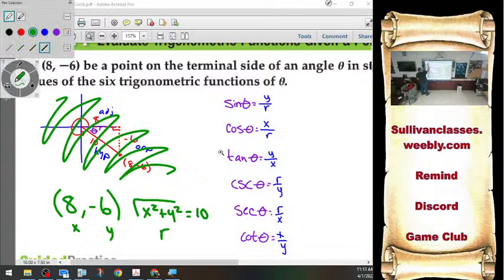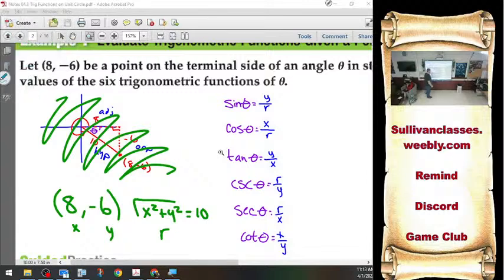And then plug your numbers in. Y over r, reduce. X over r, reduce. Y over x, reduce. -3. Flippy, flippy.